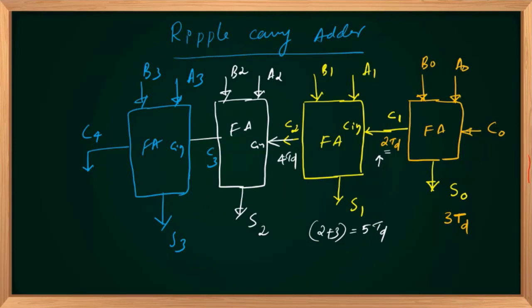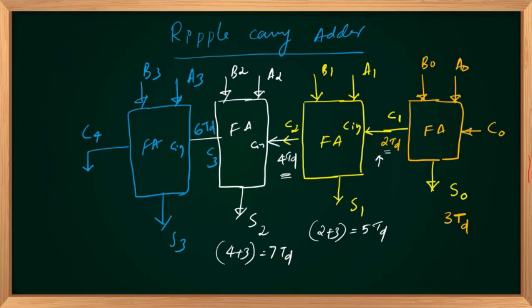Right. Once carry in to the third stage is ready, that is ready by a time interval of TD, I require another 3 time delays to produce some output. So it is nothing but 4 plus 3, that's equal to 7 time delays, right? And once carry in is ready, my full adder will take 2 more intervals to produce carry out. So my carry out is ready after 6 time delays.